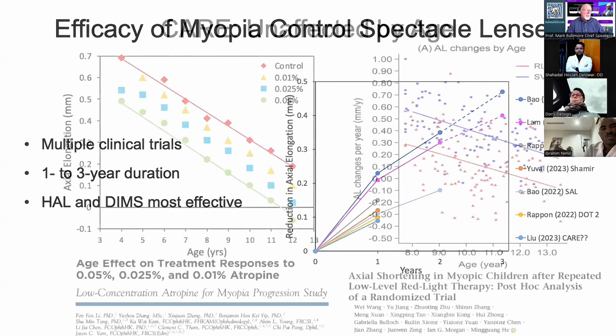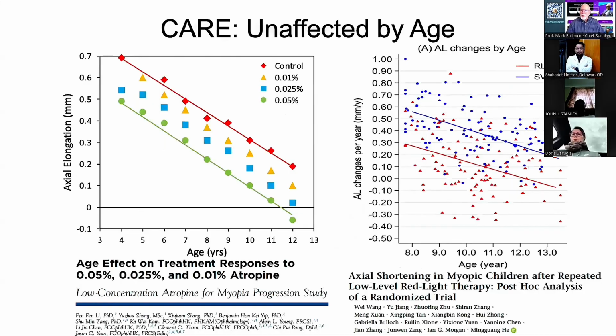Now, one of the advantages of using CARE, or the cumulative reduction in axial elongation, is that it's relatively unaffected by age. So I've given you two data sets here. The one on the left is from the LAMP study, a study of 3 different concentrations of atropine. And you can see, if you draw a line through the controls at the top in red, and just as an example, the highest concentration, the green dots at the bottom, 0.05% atropine, you see that the lines are parallel.